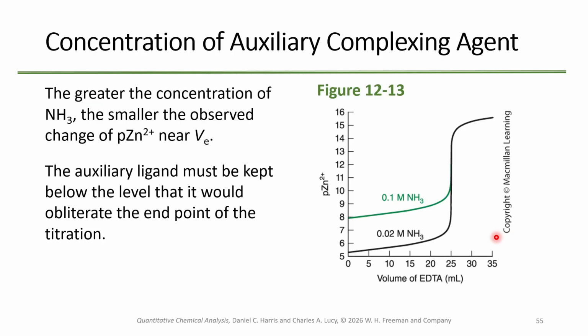Okay. Now, let's talk a bit about the concentration of the complexing agent. So the greater the concentration of the NH3, the smaller the observed change in your pZn2+ near the equivalence point. And so notice that as we get larger and larger concentration of the complexing agent, we're going to go through this much faster, right? As we go to lower concentration for the complexing agent, we're going to go through this much slower, and so it'll give you a more distinct equivalence point. Anybody know why you don't just use like 10 to the negative 10th concentration for everything?